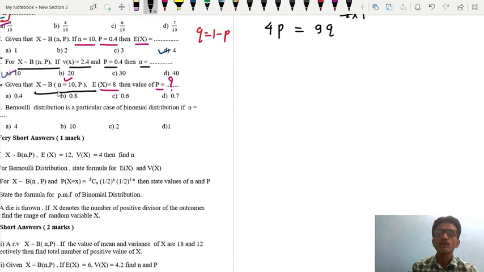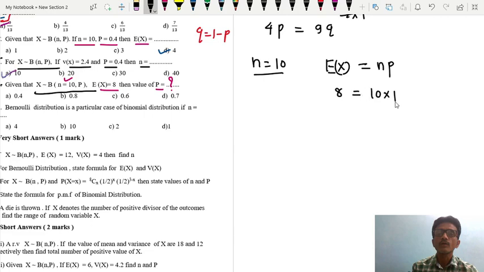Here given x follows binomial distribution with parameter n. So what is n over here? n is equal to 10, and Ex is equal to np, that is the formula. Ex is equal to np, and probability is to be found out. So here n is equal to 10, and Ex is given, that is 8.